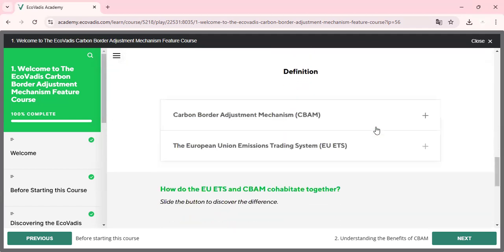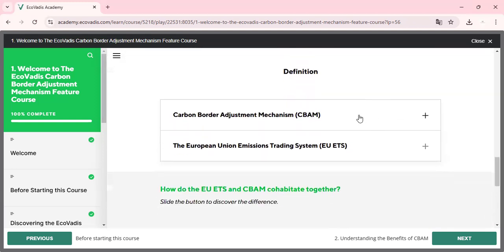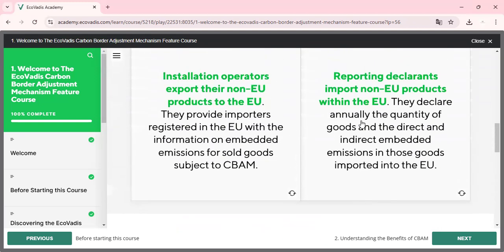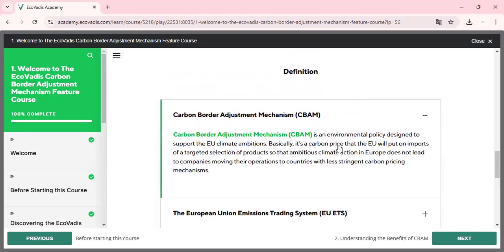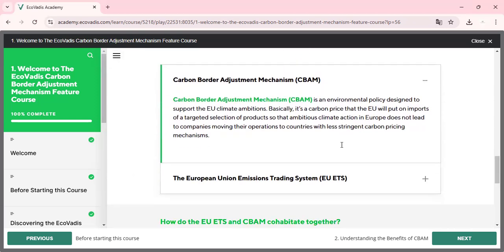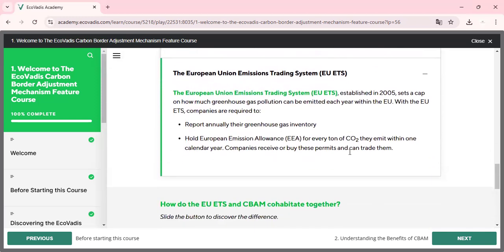Definition: Carbon Border Adjustment Mechanism, CBAM. CBAM is an environmental policy designed to support the EU climate ambitions. Basically, it's a carbon price that the EU will put on imports of a targeted selection of products so that ambitious climate action in Europe does not lead to companies moving their operations to countries with less stringent carbon pricing mechanisms.